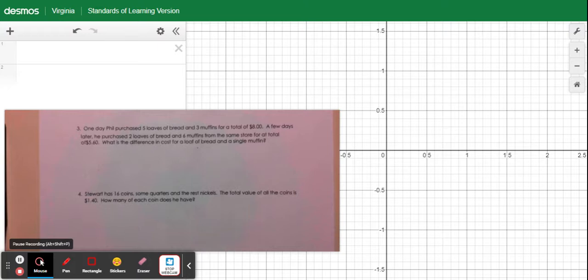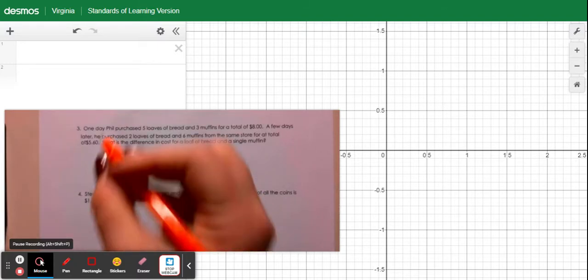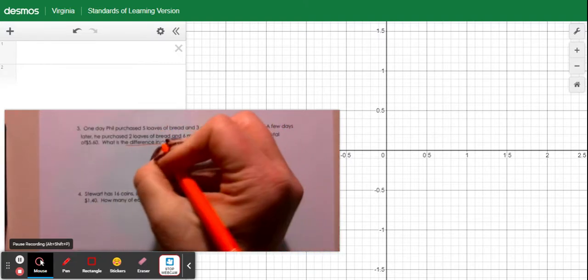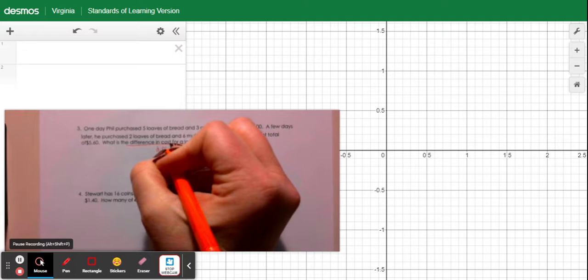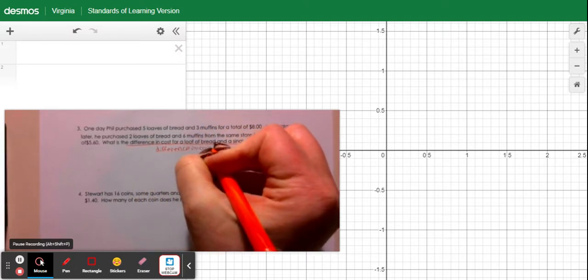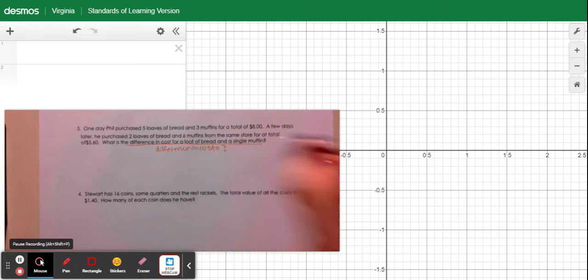One day, Phil purchased 5 loaves of bread and 3 muffins for a total of $8. A few days later, he purchased 2 loaves of bread and 6 muffins from the same store at a total of $5.60. What is the difference in the cost of a loaf of bread and a single muffin? So what I'm looking for is the difference in cost equals question mark.